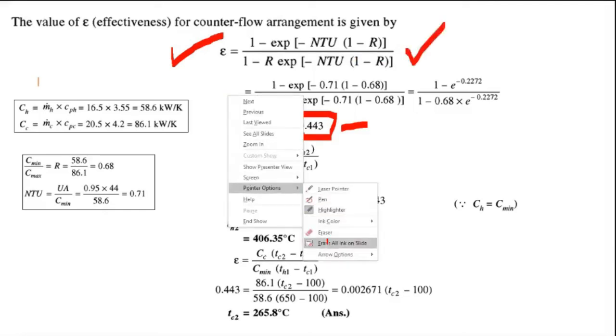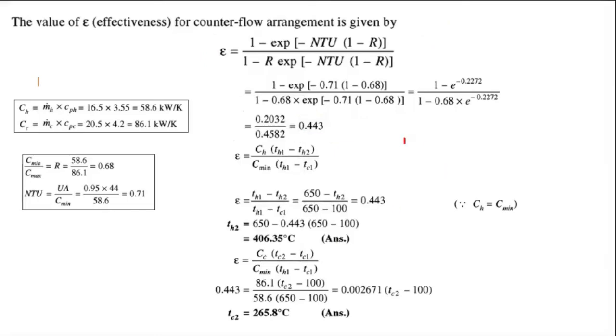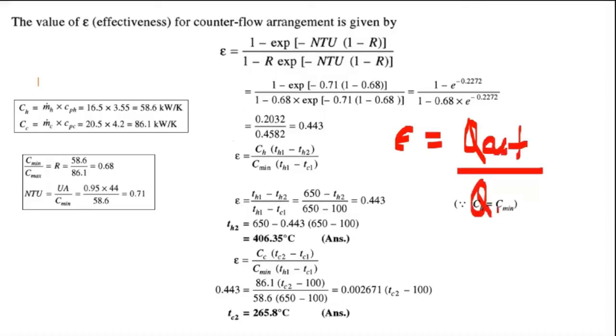Also, we know one more relation for effectiveness, and that relation is effectiveness is given by Q actual divided by Q max. You remember this relation? Yes, sir. For Q actual, we have different relations. Either we can use CH (TH1 minus TH2), or we can use CC (TC2 minus TC1). We can use any of these two relations.